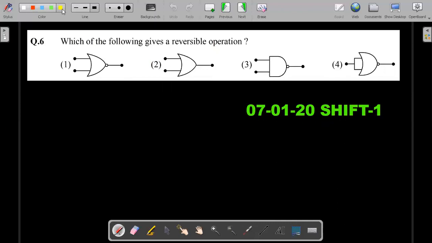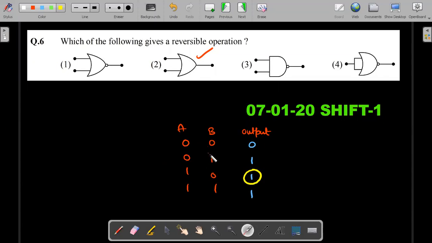For example, take an OR gate. You know the truth table: with inputs A and B as 0 0, 1 0, 0 1, and 1 1, the output is 0, 1, 1, and 1. If I give you an output of 0, you definitely know the input. But if I give you an output of 1, you are not sure, because that output is obtained from multiple inputs. So this gate is not a reversible operation.